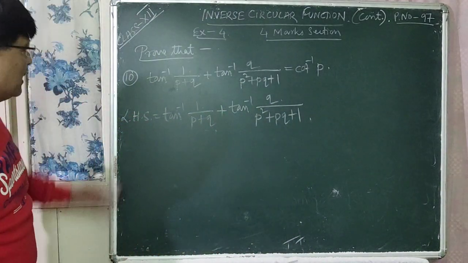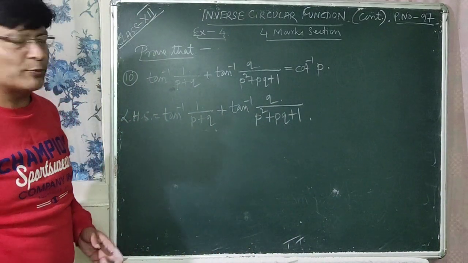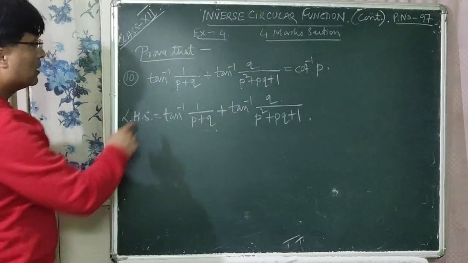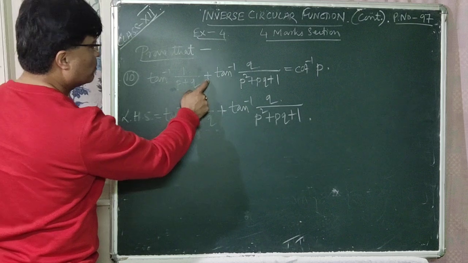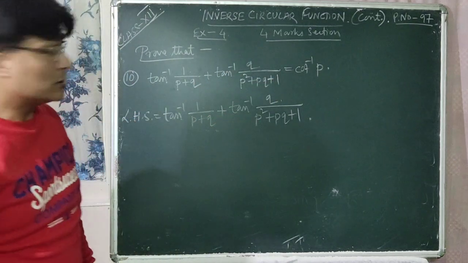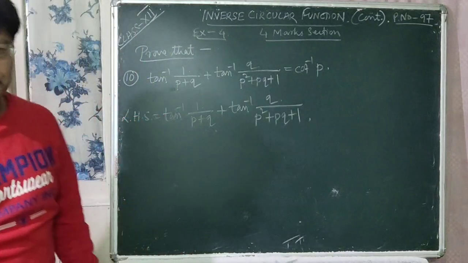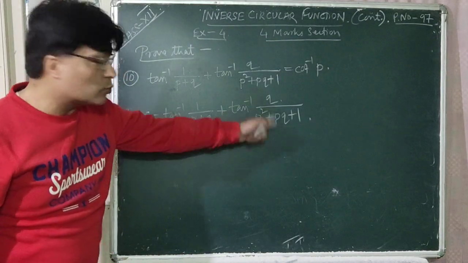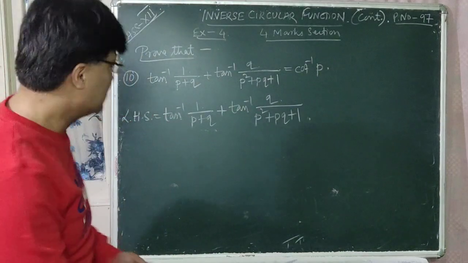So now let's do this question number 10. This is also prove that you have to prove this LHS is equal to RHS, right? That is tan inverse 1 upon P plus Q plus tan inverse Q upon P square plus PQ plus 1 is equal to cot inverse P. Okay, so let's prove it. This is also tan inverse X plus tan inverse Y. Now you know the formula, isn't it?